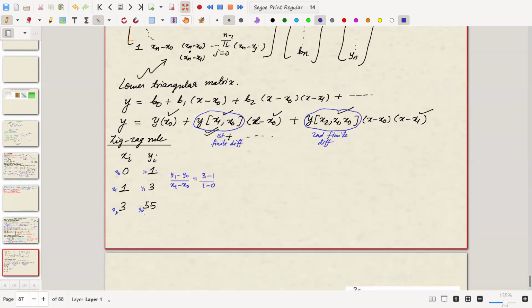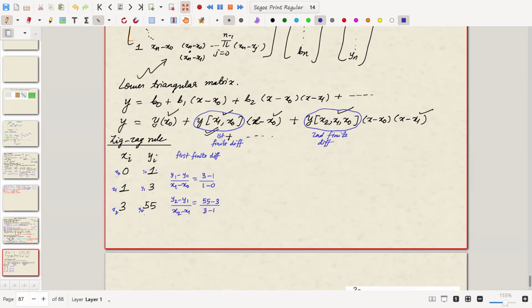Okay. Now this is another finite difference which you will need, of course. I will tell you why. y2 minus y1. This is another difference. y2 minus y1 divided by x2 minus x1. Isn't it? What is this? 55 minus 3 divided by? Okay. This is the first finite difference. Isn't it? Okay with you?